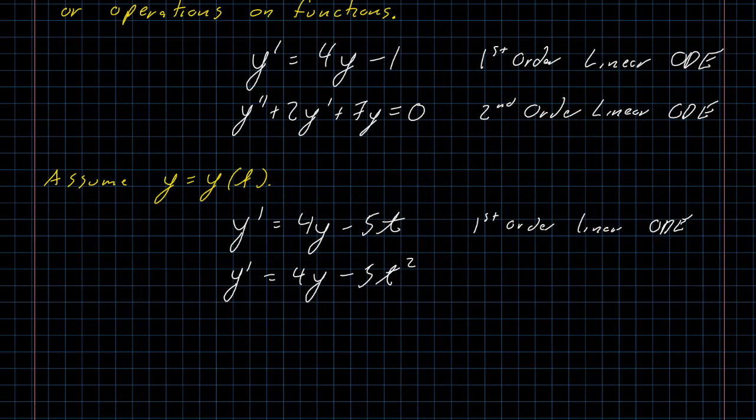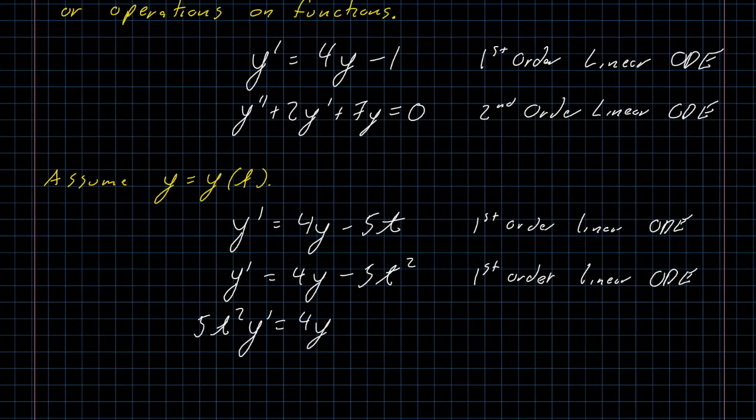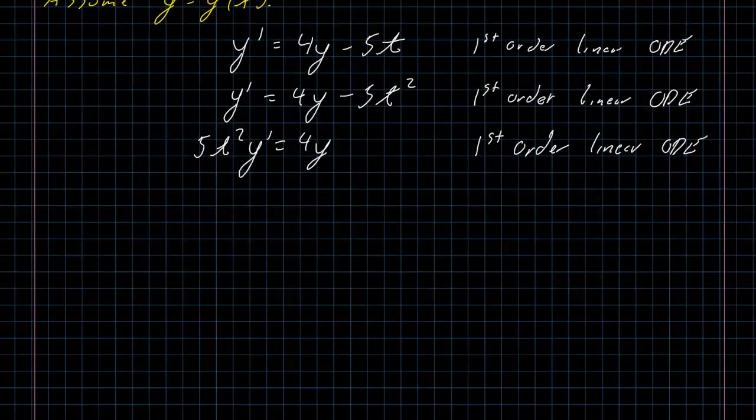So in this case, even though I've got a t squared, this is still a first order linear ODE. And if instead of having the t squared on a term by itself, if I had that being multiplied by the y prime, this is still a first order ODE, right? So I don't care what the independent variable is doing, it's still linear if everything else behaves nicely. The only way to make things nonlinear is to have mess happening with the function or its derivatives.